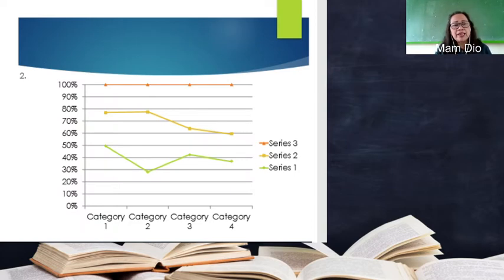For number 2, I have here a graph. Notice that this is a relation between the categories 1 to 4 and their corresponding percentages. Now, what kind of graph do we have? Yes, we have a straight line graph. This is also an example of a relation, and in fact, this is also a function.